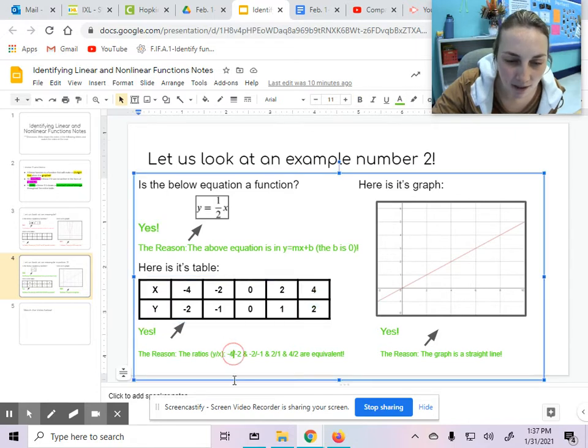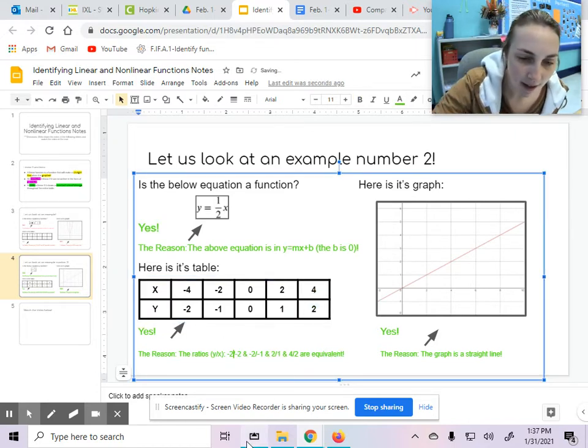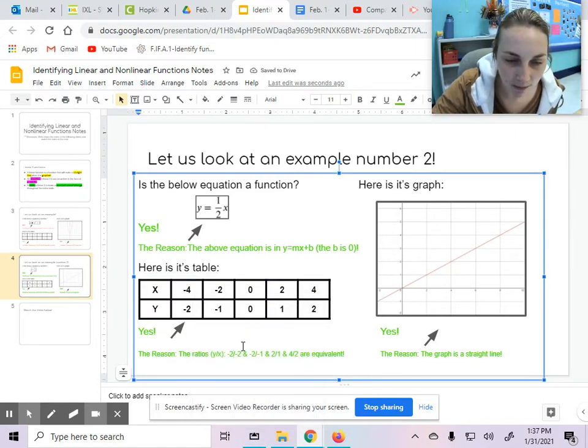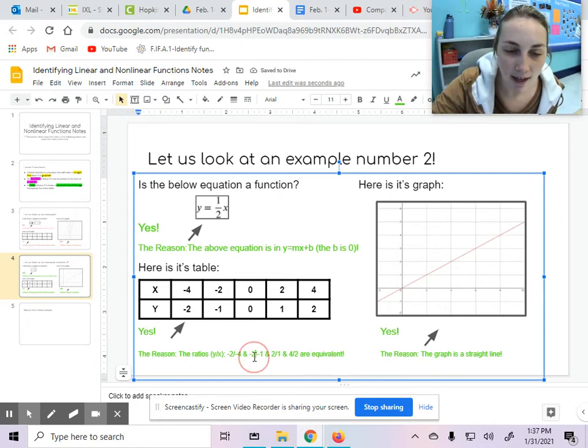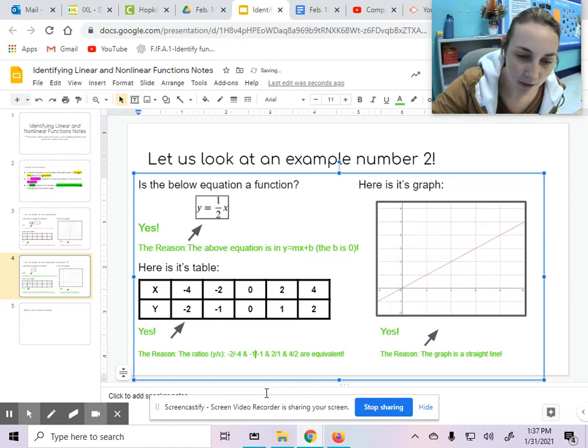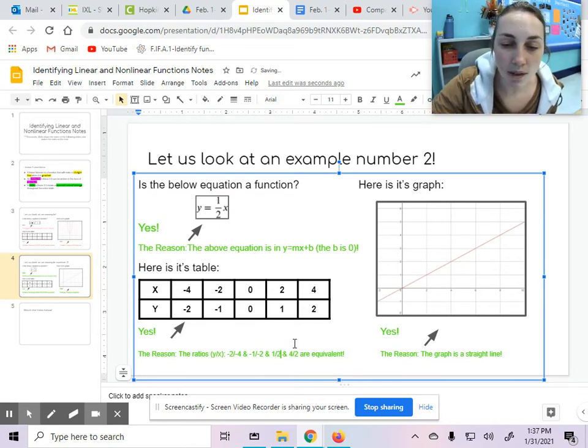So let me fix these ratios real quick because I actually did them wrong. I made them x over y, which is not what your ratio is supposed to look like. It's supposed to be y over x. So let me fix those real quick. Not really sure why I did that. Maybe I just wasn't really paying much attention, but I will make sure that this is fixed for you.